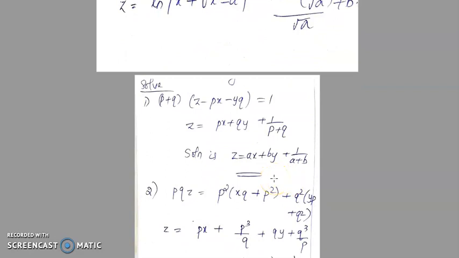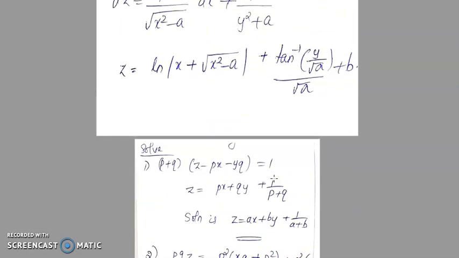And the second question is: you have p plus q into z minus px minus yq equal to 1. So this can be rewritten in the Clairaut's form. So using Clairaut's form, this is put in the form z equal to px plus qy plus 1 by p plus q. Just substitute p and q here respectively by a and b. The solution is z equal to ax plus by plus 1 by a plus b.